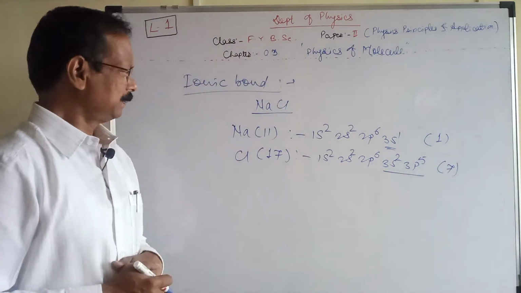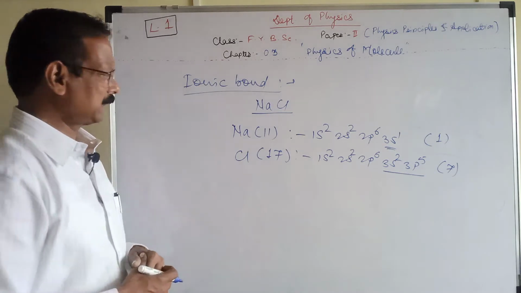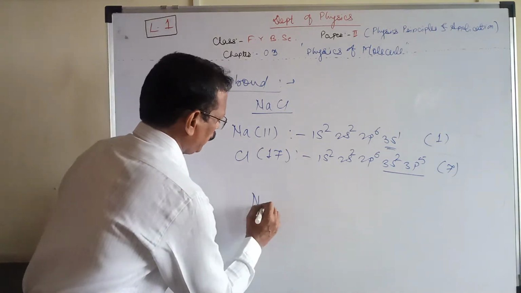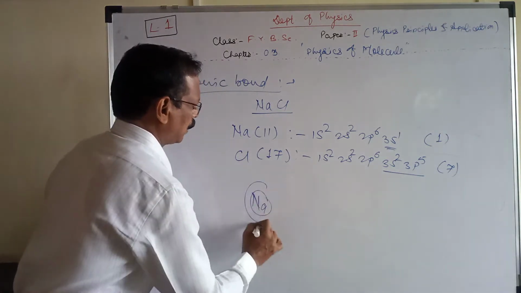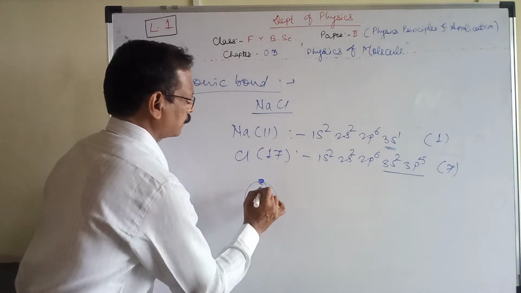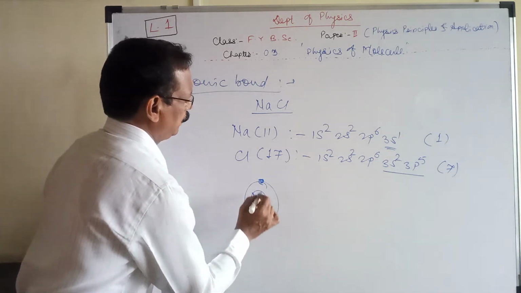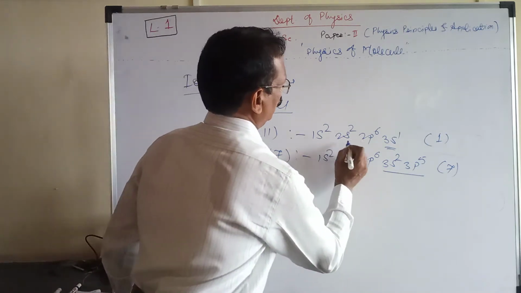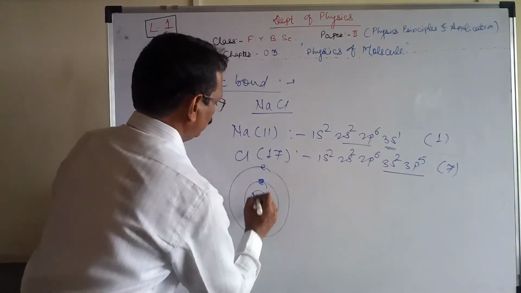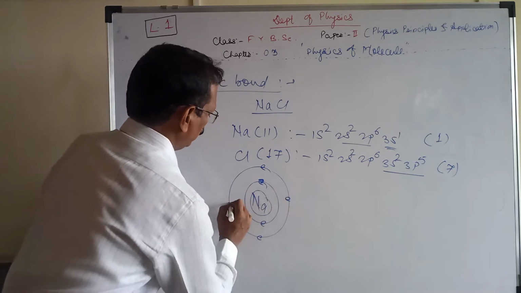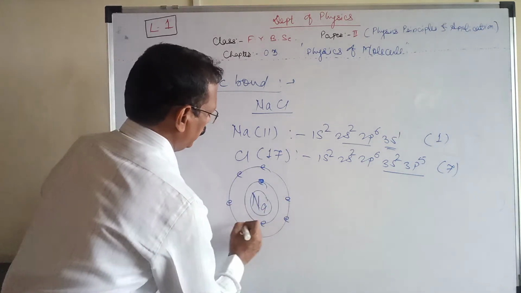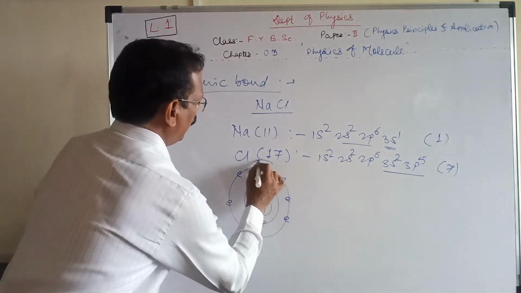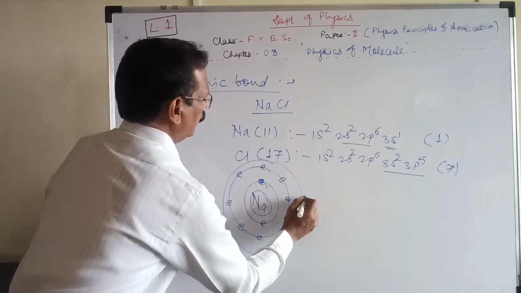Then what happens? If we draw the figure for that, it is sodium. In the first orbit there are 2 electrons, in the third orbit there are 8 electrons: 1, 2, 3, 4, 5, 6, 7 and 8. And in the last orbit there is only one electron.